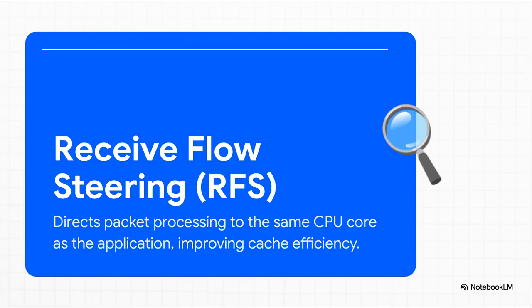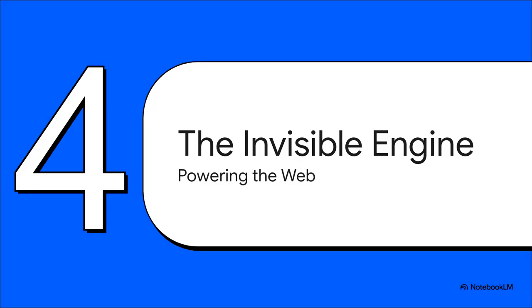And this is all about something called cache efficiency. Moving data between the caches of different CPU cores is actually a pretty slow operation. By keeping the application and its data on the same core, RFS avoids these slow cross-core transfers, and that provides a subtle but really significant performance boost. So when you put all of these pieces together, the layered stack, the hardware offloads, NAPI, the smart flow steering, what you get is this incredible, invisible engine that powers the modern internet.